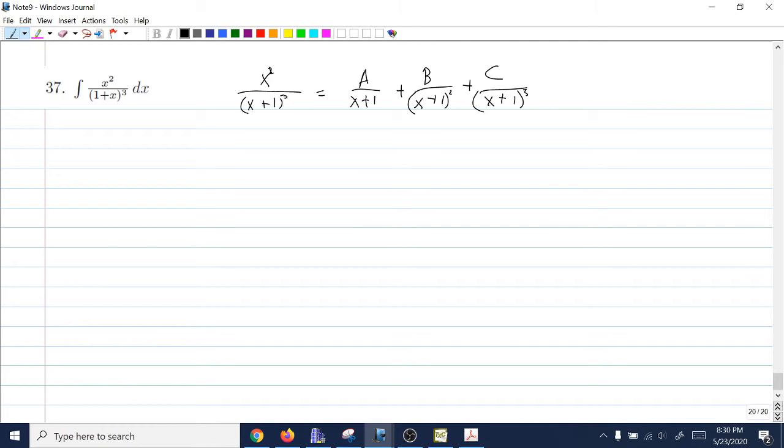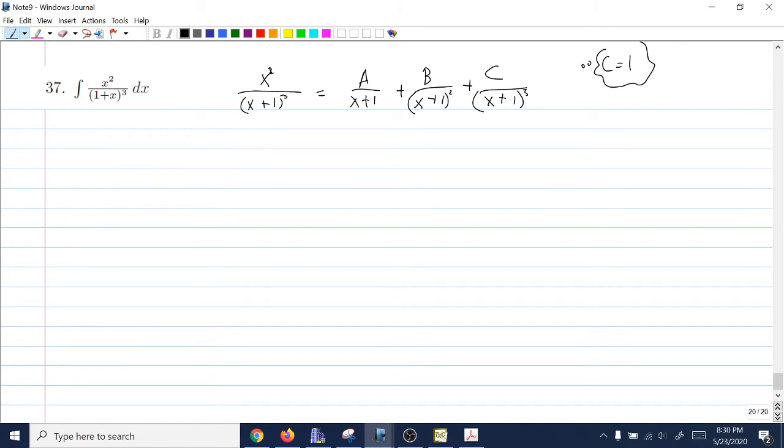The cover-up method could get me c. I'd have to multiply both sides by x plus 1 cubed and plug in negative 1. If I do that, that's going to tell me that c should equal 1, I think. I'm plugging negative 1 into this. Yeah. I'm just going to use that as a check at the end, though.